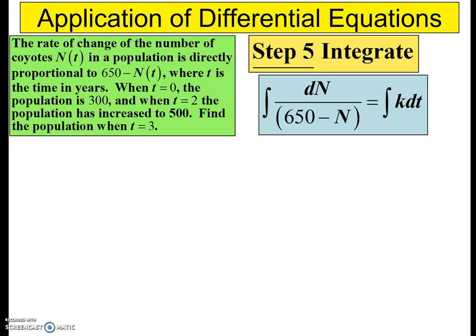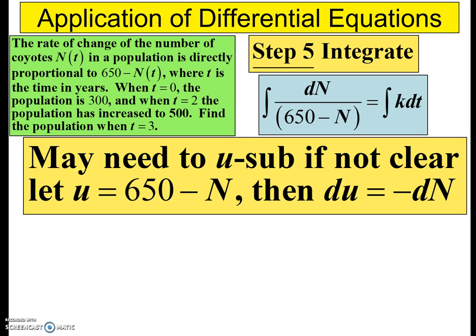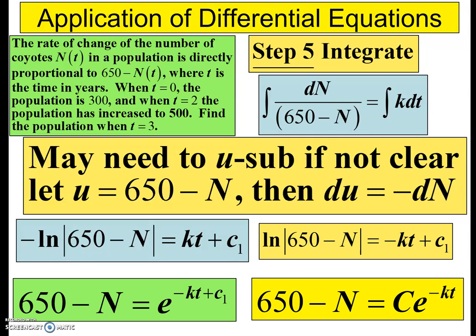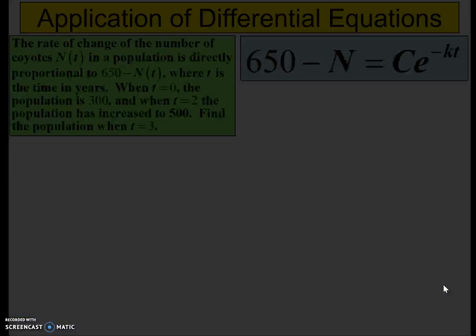And you might want to slow me down, I'm going a little fast. Integrate, and so we've got the negative absolute value of 650 minus N equals kt plus C1. Raise both sides to the power of e. This comes out, and the absolute value goes away. And then we've played games with rewriting this several times.